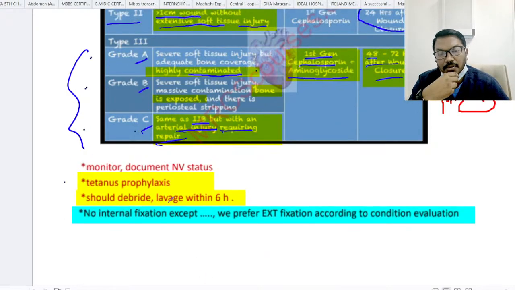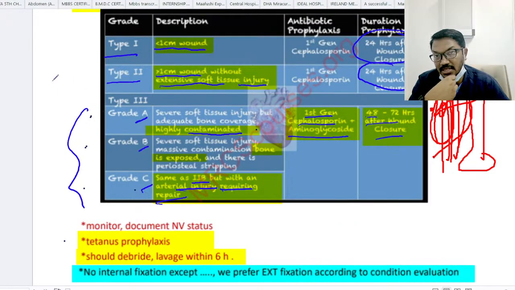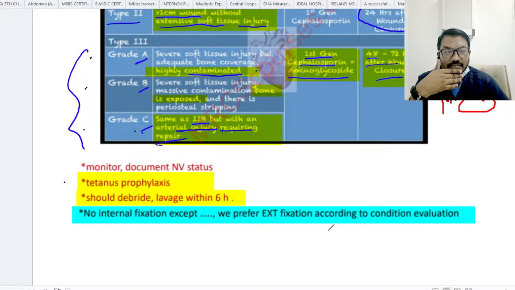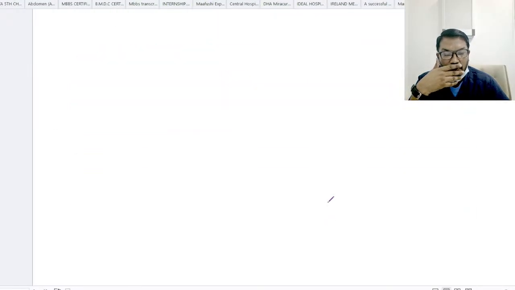Monitor, document neurovascular status, tetanus prophylaxis, debridement and lavage within 6 hours. No internal fixation, yes. In type C, we will not give any internal fixation because already outside it is contaminated. So if we do any internal fixation, it will be infected. We prefer external fixation according to the condition.